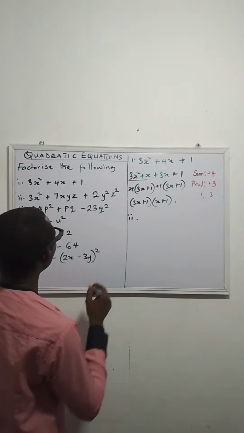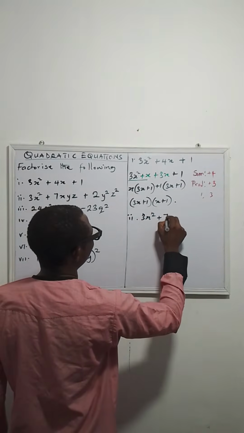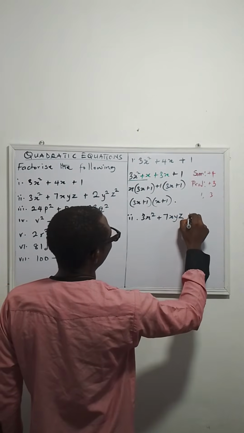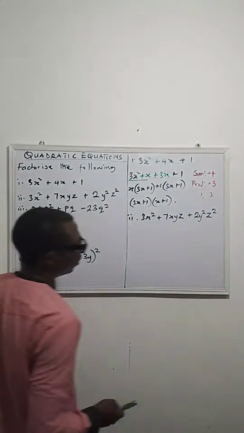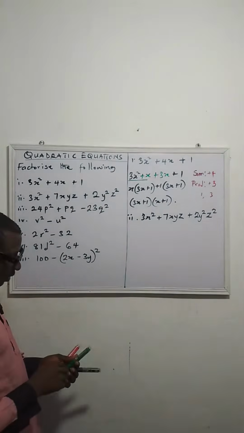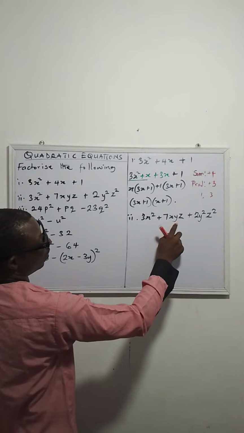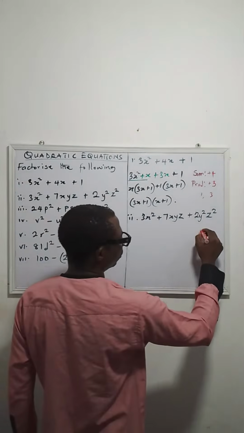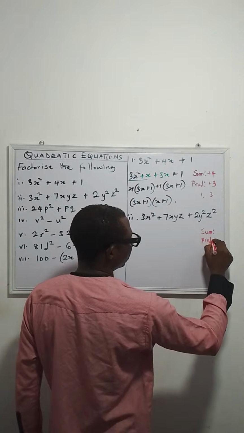The second question, we have 3x squared plus 7xyz plus 2y squared z squared. Now, what's the first thing to do here? We'll find a way of dividing this 7xyz. So what do we do? We look for the sum and product. So you are going to do that for me now. What is the product and what is the sum?